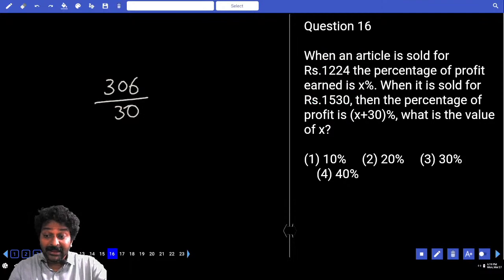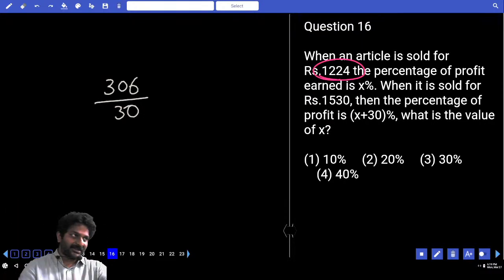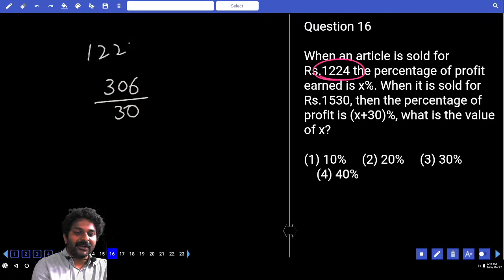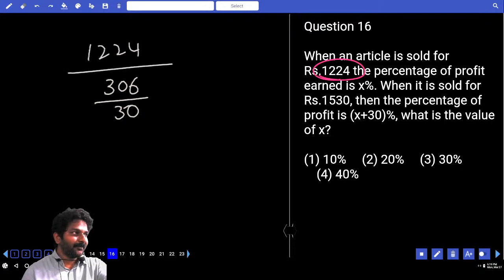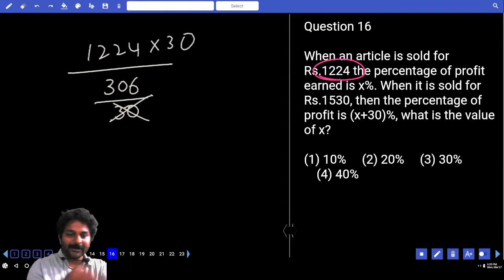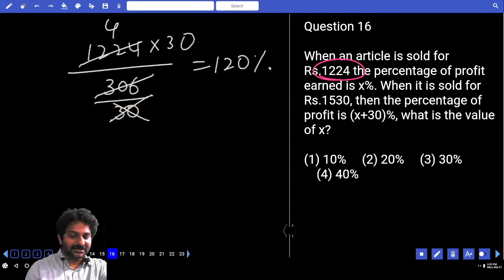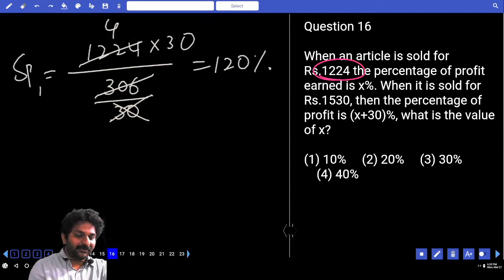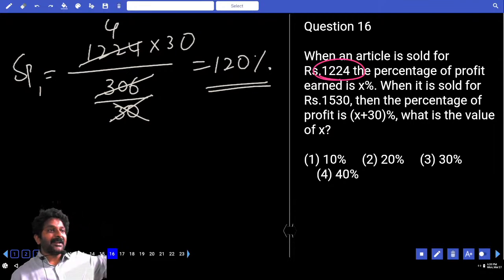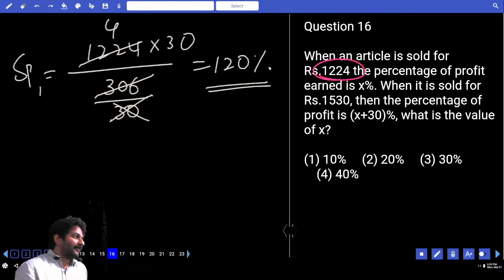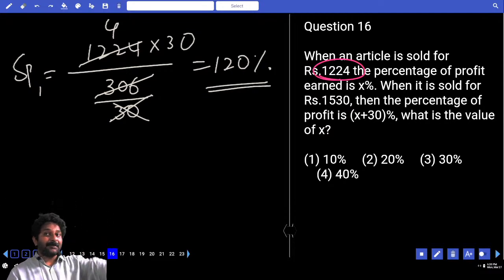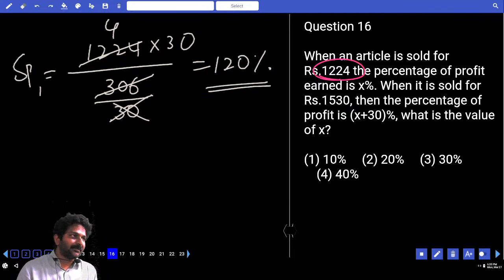Now I want to calculate 1224 as a percentage. Then 1224 divided by 1% value. Denominator and denominator. This 30 comes to numerator only. Matladandi. 304 4 times. That means 120%. So selling price in first case is 120%. In that particular case there is X% profit. If you are selling it at 120%, what profit you are getting? 20%. Then X is 20 only. Over.